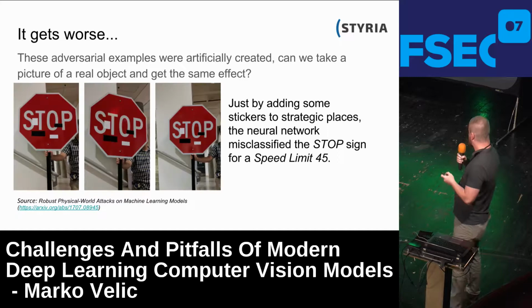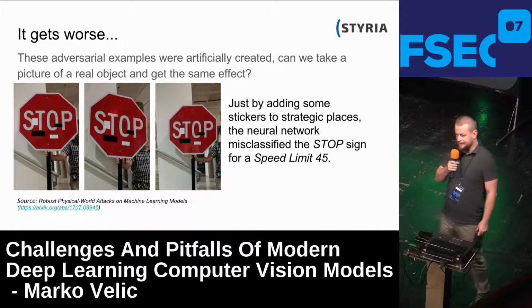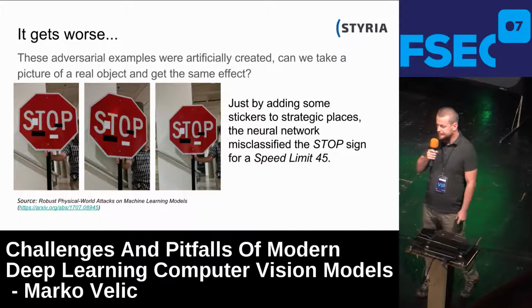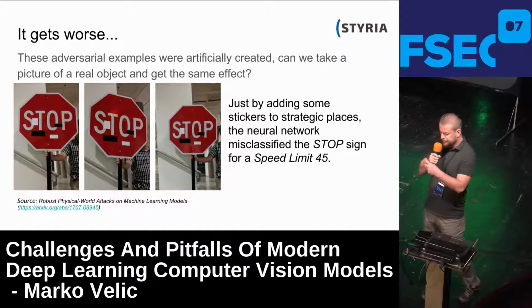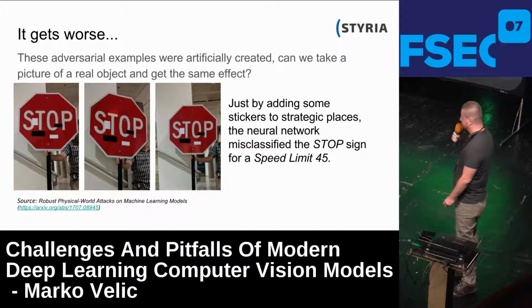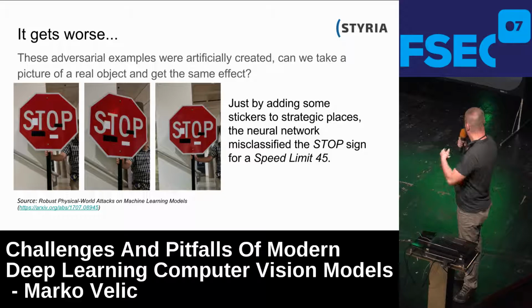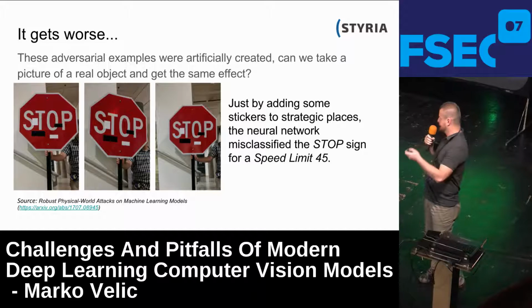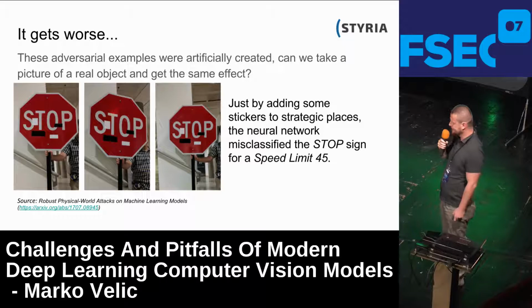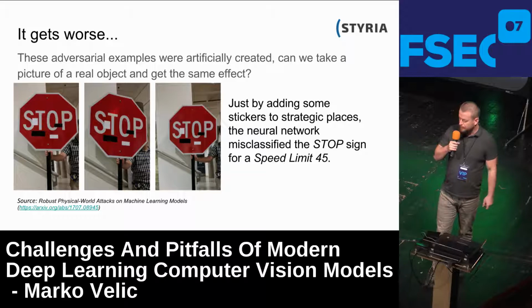So one might think, okay, these are artificial examples. Can we do modifications in the physical world and still get this problem? So recent research was published, and what they did is find which areas of the image could be altered by putting some stickers or some small modifications which would resemble something that you can find in reality, and see if this could confuse the network to misclassify.